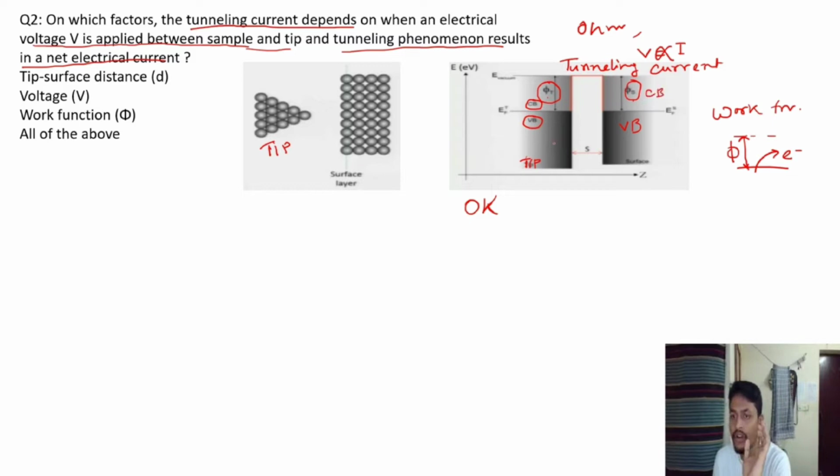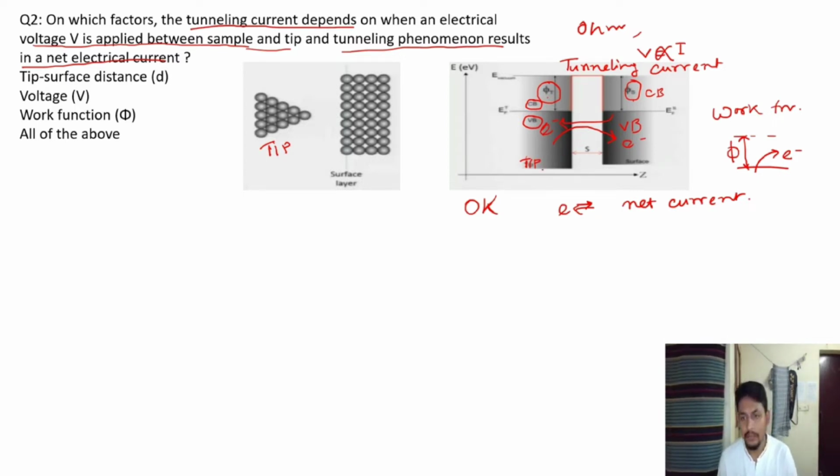Now in this situation, one electron can go to this, and again an electron can come to this as well by tunneling. In equilibrium, when no potential is applied, it is like that. Due to tunneling, electrons will go from tip to surface and surface to tip, so we will not get any net current. It is an equilibrium situation, and from that we cannot get any information. To get information about how the tunneling current will be, we need to apply some kind of bias, some kind of voltage.